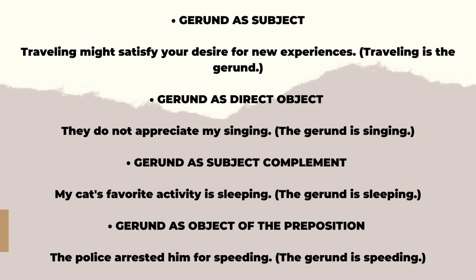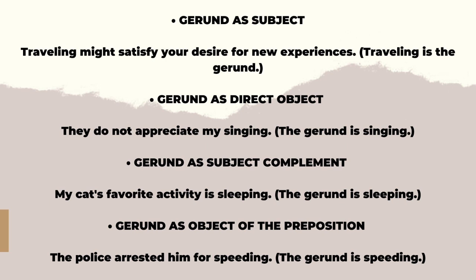Here are some examples of how a gerund functions. A gerund functions as a subject, direct object, subject complement, and object of the preposition. First, gerund as subject. Example: Traveling might satisfy your desire for new experiences. So, traveling is the gerund, which is the subject. Then, gerund as direct object. They do not appreciate my singing. The gerund is singing, which is the direct object.